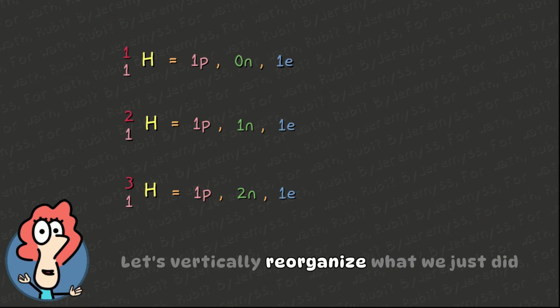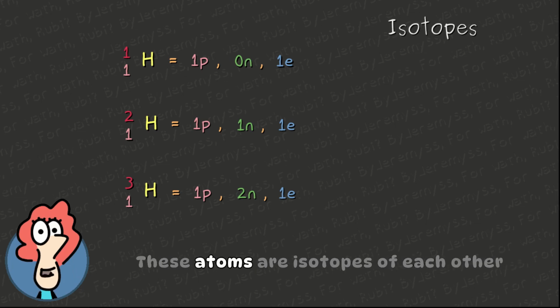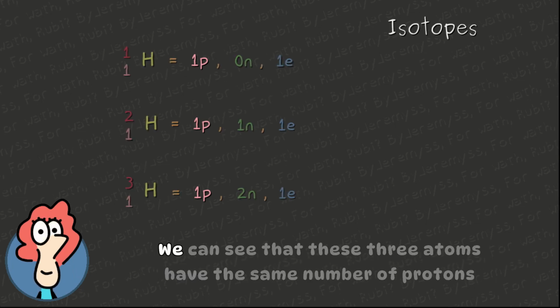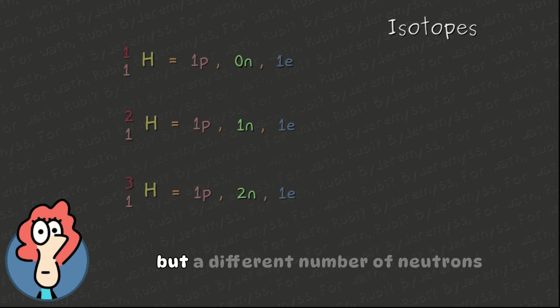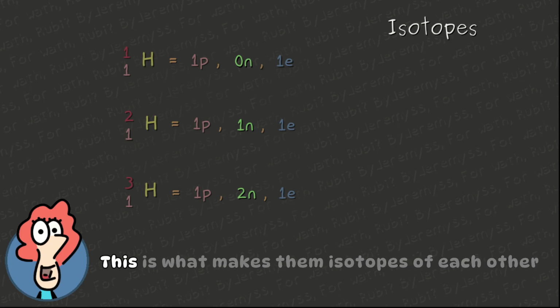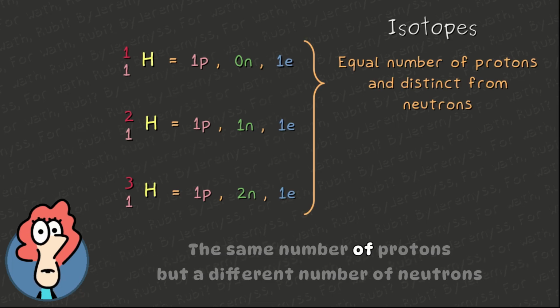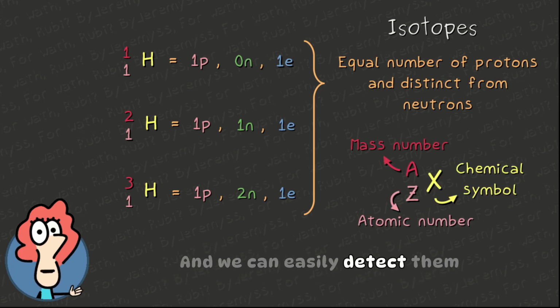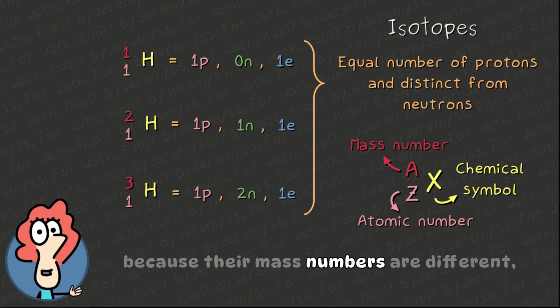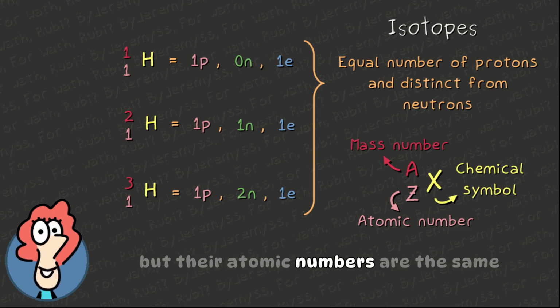Let's vertically reorganize what we just did. These atoms are isotopes of each other. We can see that these 3 atoms have the same number of protons, but a different number of neutrons. This is what makes them isotopes of each other. The same number of protons, but a different number of neutrons. And we can easily detect them because their mass numbers are different, but their atomic numbers are the same.